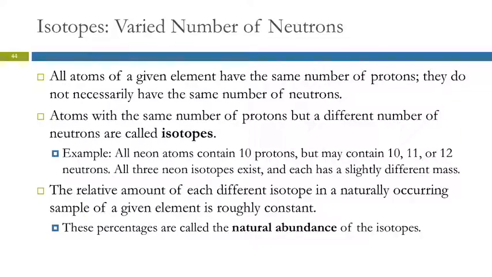They used to think that was constant. No matter where you got your neon, the percent of neon with 10 neutrons was exactly the same. Now we know that there are slight variations, and that's due to advances in the ability to measure things like that.